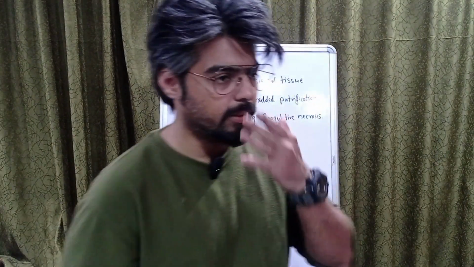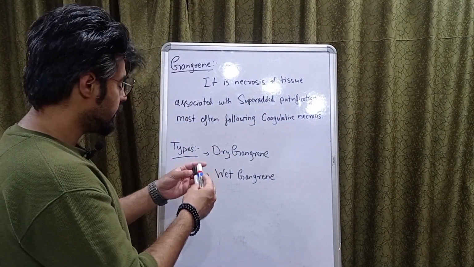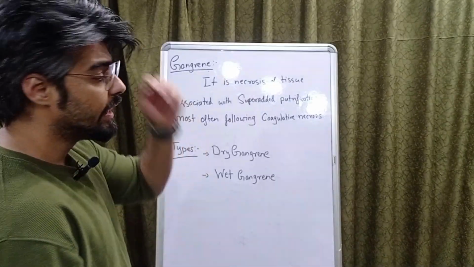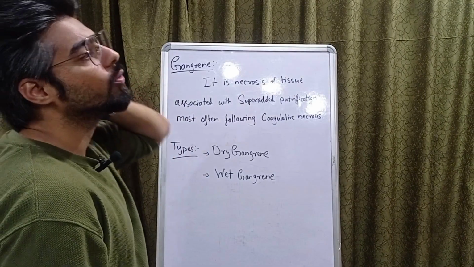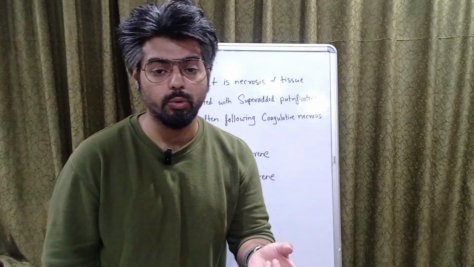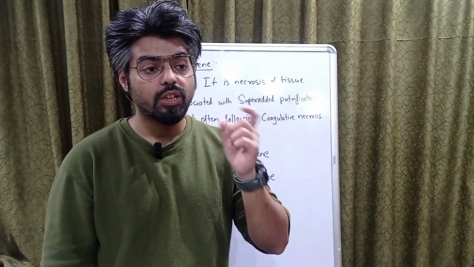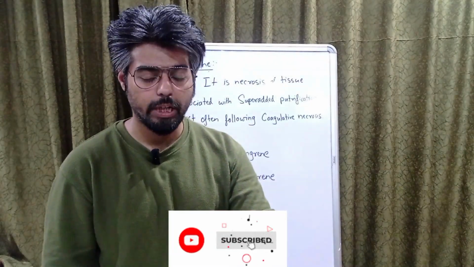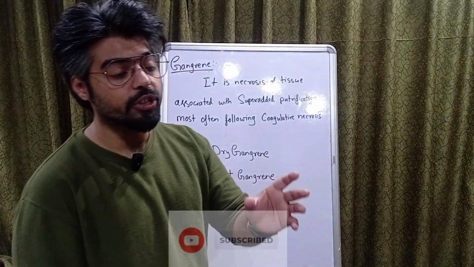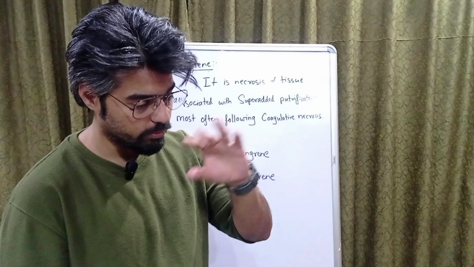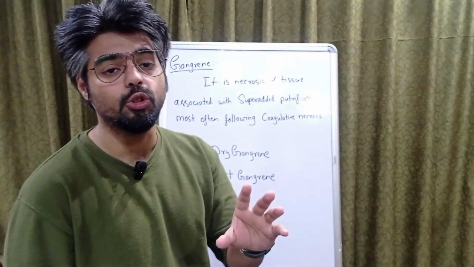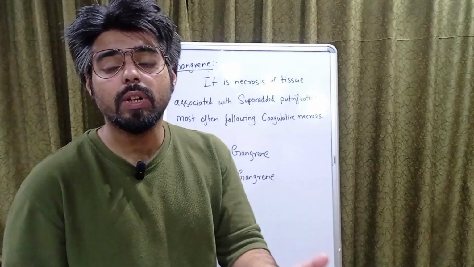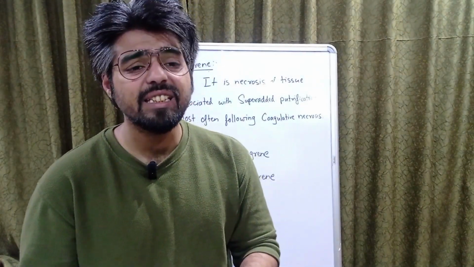So, guys, coming to the first change, that is gangrene. Now let's see what gangrene is. Gangrene is a necrosis of the tissue. It's a type of necrosis of the tissue that occurs with putrefaction of the tissue. And the entire gangrene mainly occurs due to coagulative necrosis, and the main cause of coagulative necrosis is ischemia.